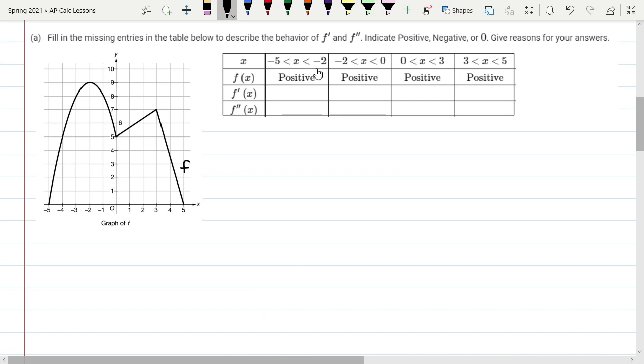Okay, so from -5 to -2, they're asking us about f prime. Now remember, the relationship between f prime and a function is if f prime is positive or negative, that tells us whether the function f is increasing or decreasing. Well, the difference is this time we already know about the function, so we're just going to try to think in reverse. So from -5 to -2, notice that f is clearly increasing on that interval. And because f is increasing, we know that f prime must be positive.